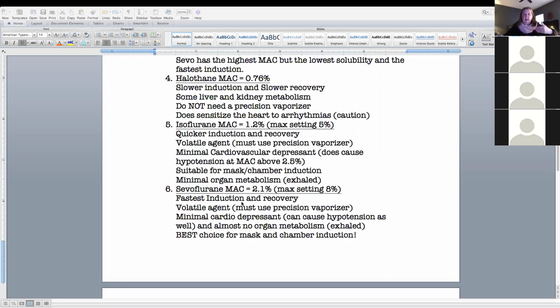So the nice thing about ISO was that when you turn off the isoflurane, it hangs around for a little bit. When you turned off the sevoflurane, they would wake up much faster. So it's a pro and a con.